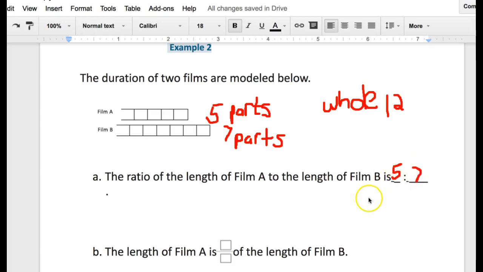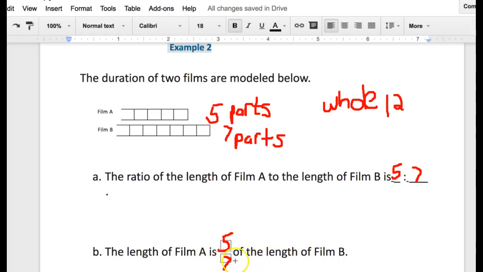Now, they want us to write the ratio as the value of the ratio, and they want us to write it as a fraction form. Well, we learned just a few minutes ago that the length of film A is, the numerator would be the first number, and that's the top number, 5. And the denominator would be the second number, and that's 7. So the length of film A is 5/7 of the length of film B.